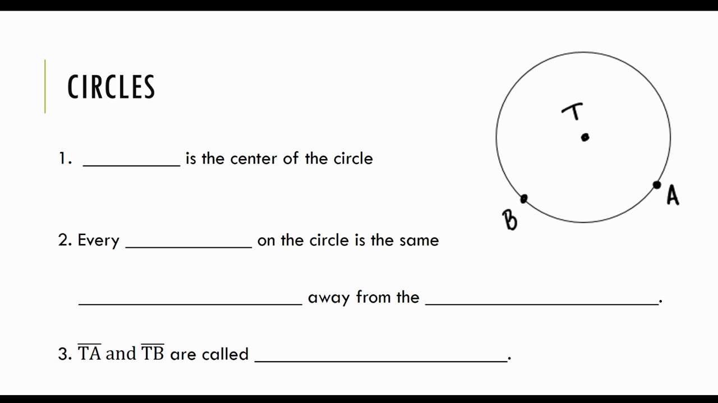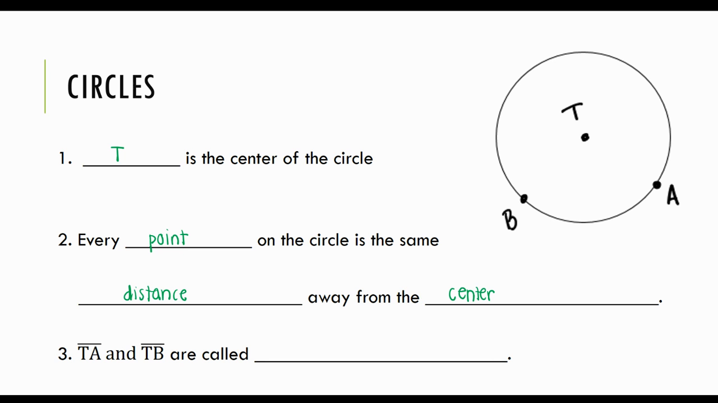All right, let's take a look at circles. So if I'm looking at the picture on the right, I know that point T is the center of the circle. Every point on the circle is the same distance away from the center. That's what makes it a circle, okay? It's a circle because it is a nice round shape that no matter where I go, I'm going to have the same distance from that center.